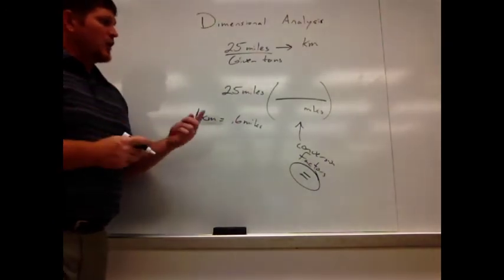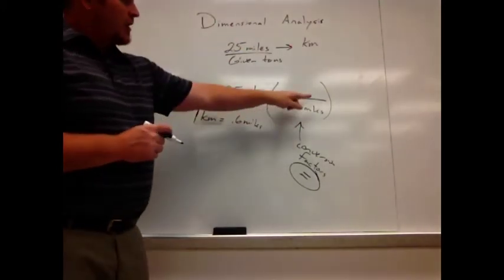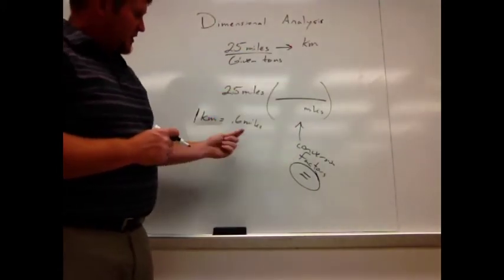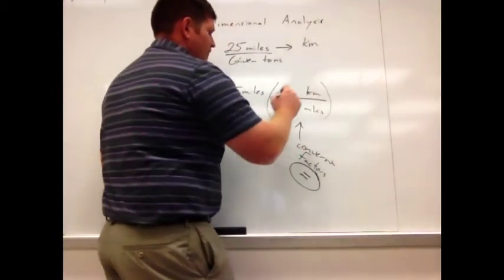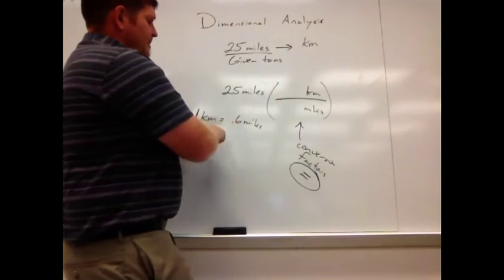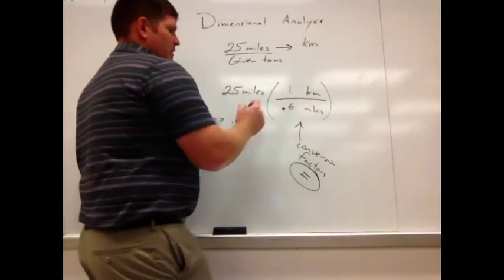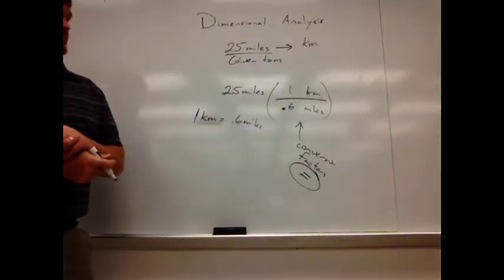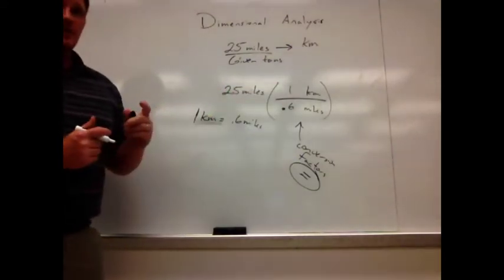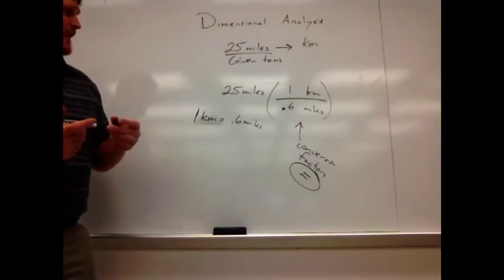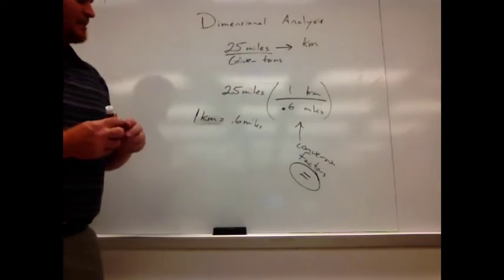Alright, now I want to go from miles into kilometers. So miles, conversion factors equal each other. I've got an equality right here. So I'm going to put kilometers on top because I can go from miles to kilometers. I'm going to plug in my numbers. It's 0.6 miles in 1 kilometer. Okay? So I can take 25 times 1 divided by 0.6 and get my answer. Okay? So that's one way that we can set this problem up.